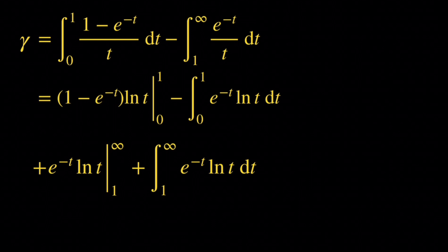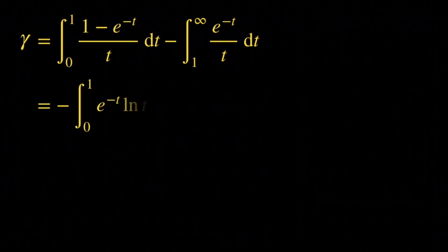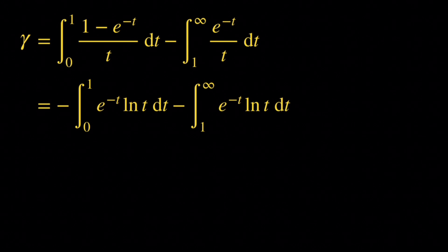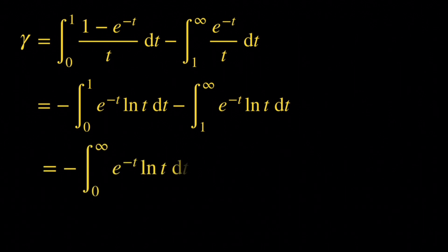So if they are 0, this means that gamma is actually equal to negative the integral from 0 to 1 of e^(-t) natural log of t dt, minus the integral from 1 to infinity of e^(-t) natural log of t dt. And we can combine these two integrals into a single one. Okay, so we have this beautiful integral. So gamma is equal to negative the integral from 0 to infinity of e^(-t) times natural log of t dt.